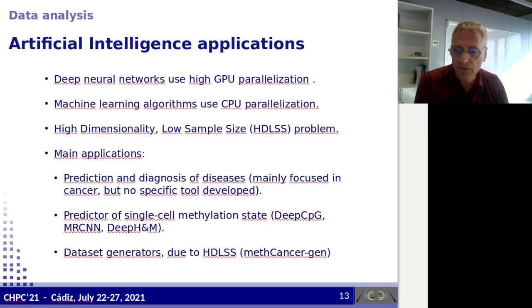The special problem in the use of artificial intelligence for genomic analysis is the high dimensionality and low sample size of the dataset. It is well known that deep learning increases accuracy with large datasets. However, there are solutions to make it possible. The main applications are prediction and diagnosis of diseases, mainly focused on cancer. There are predictors of single-cell methylation states with specific tools, and there are dataset generators due to this high dimensionality and low sample size.